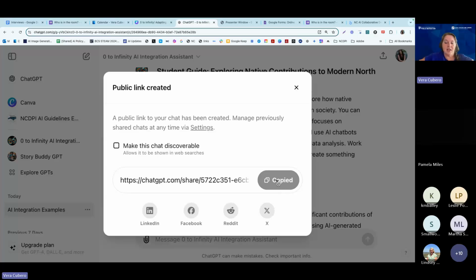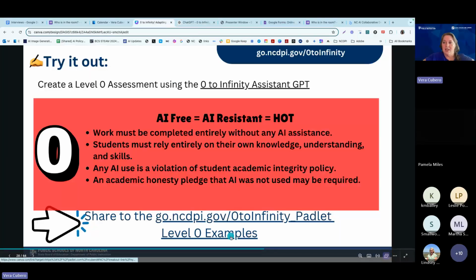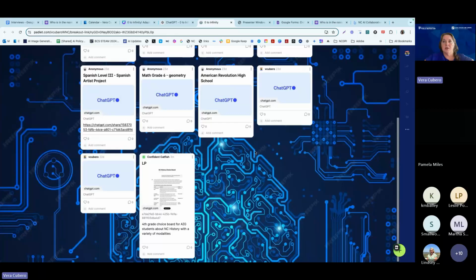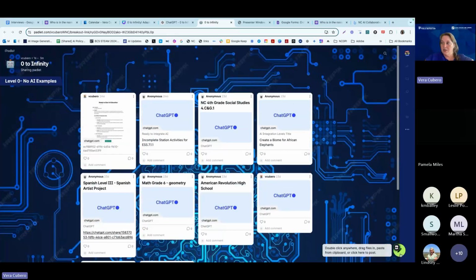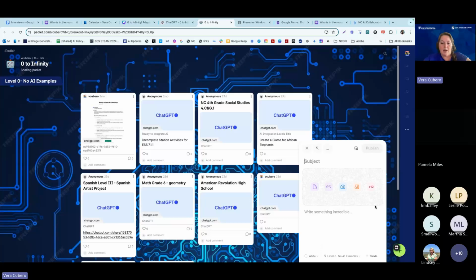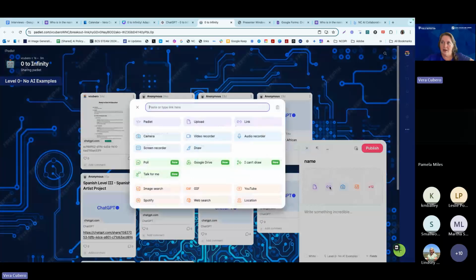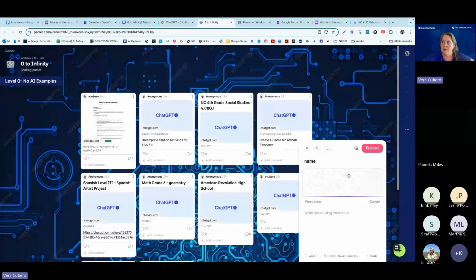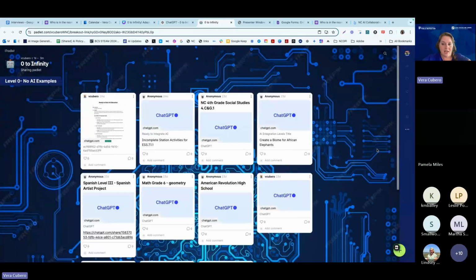And so you could take that link and drop it into the chat, or if you would like to add it to that Padlet, some other folks have added some links to it, and you can certainly add yours there if you would like. You would just click the plus button on the lower right-hand corner. I would put your name maybe, and then this little link icon right here, and then paste that link in, and then hit enter, and then hit publish, and it will add it to this Padlet wall so other people can see it and engage with it.